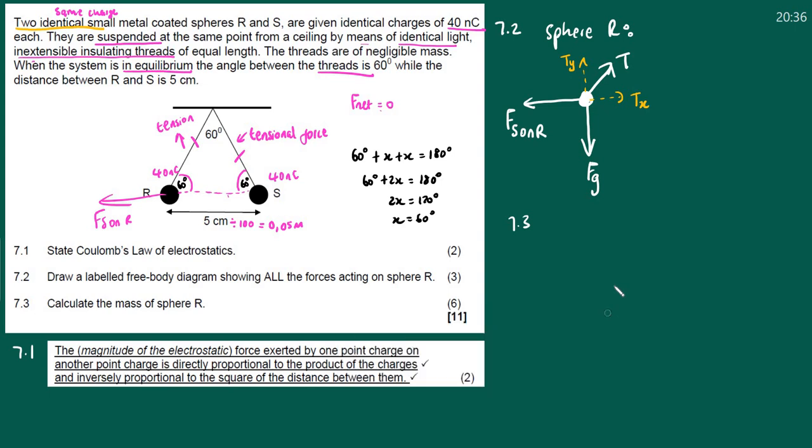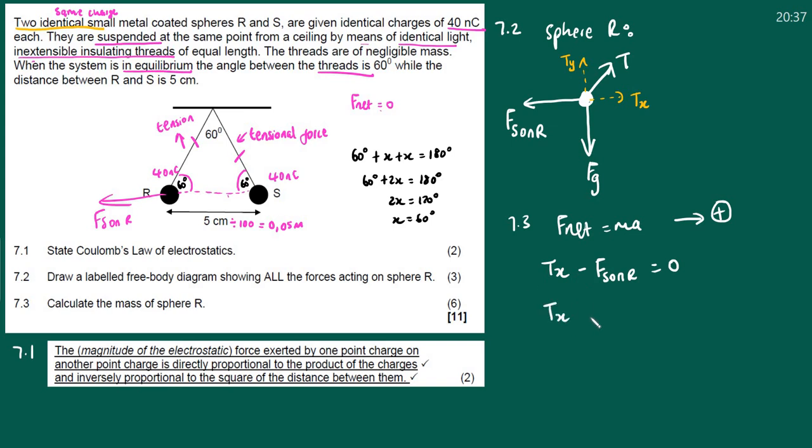You can start wherever, horizontally or vertically. So I'm going to start horizontally. Horizontally F net is equal to 0, and I'm gonna choose this side as positive. That means Tx minus, we start with ma. F net is equal to ma first, then we say Tx minus F of S on R is equal to 0 because the system is in equilibrium.